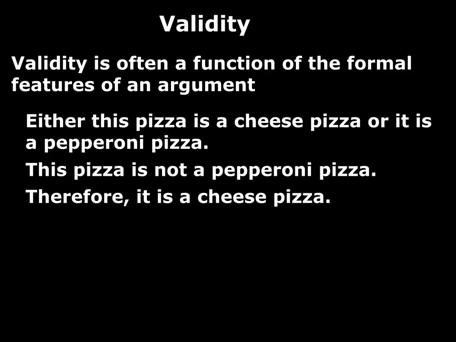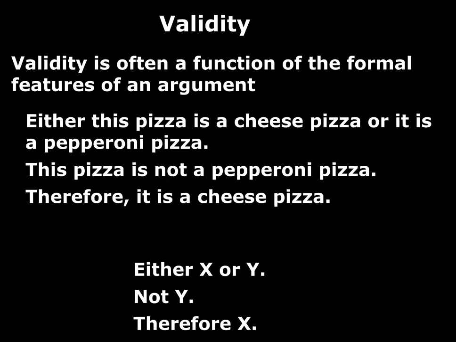So with that in mind, here's what we're going to be doing. Validity is often a function of the formal features of an argument. So for instance, here's the pizza argument, and here's the form: either x or y, not y, therefore x. I tried to tell you that this is why that argument is good. It's because of this form. Any argument that has that form is going to be valid.